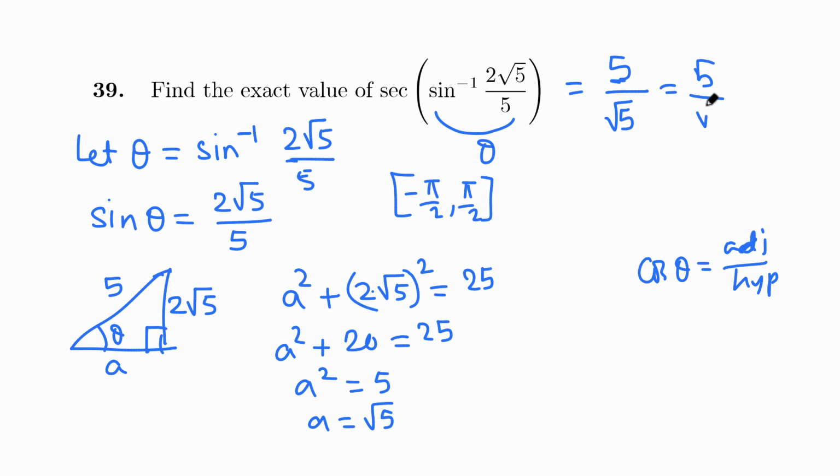5 over root 5. We can rationalize the denominator by multiplying this. So 5 root 5 on the top. Root 5 times root 5, just 5 on the bottom. These two cancel. So that leaves root 5. Final.